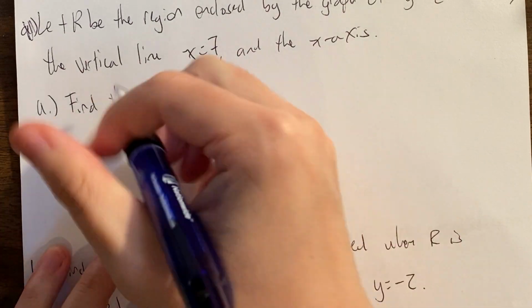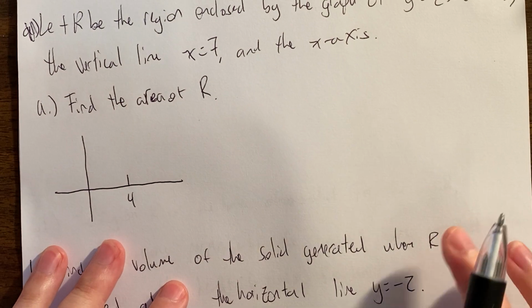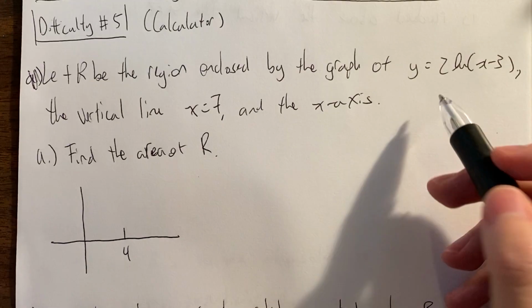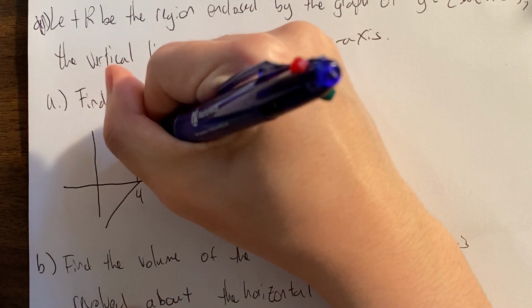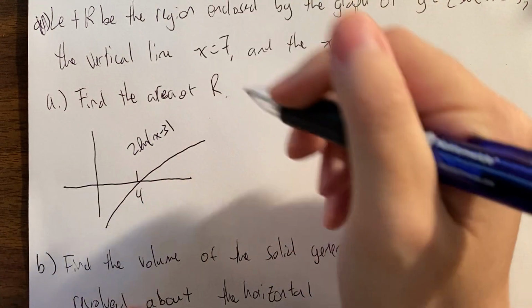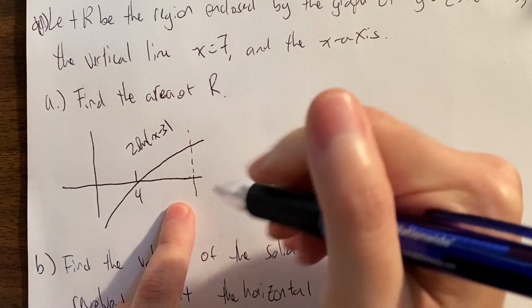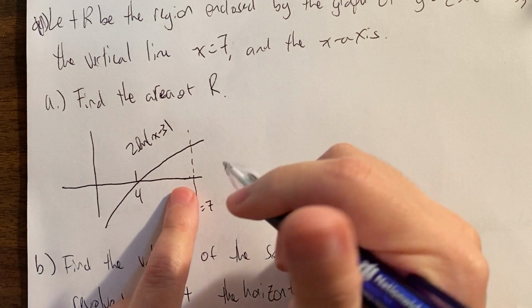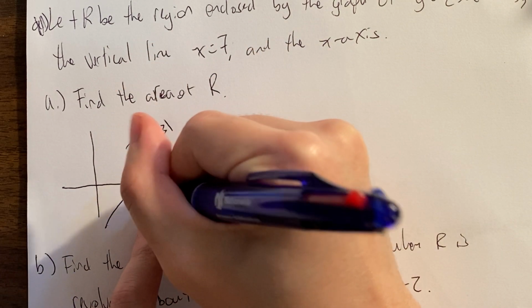It's not that bad. Again, it looks like this. We don't have to be super exact in this case. 2 ln of x minus 3. So it's going to look like this. And then there's a vertical line, x is equal to 7 to make this region closed off. And so this is the graph. This is definitely 4, 0.